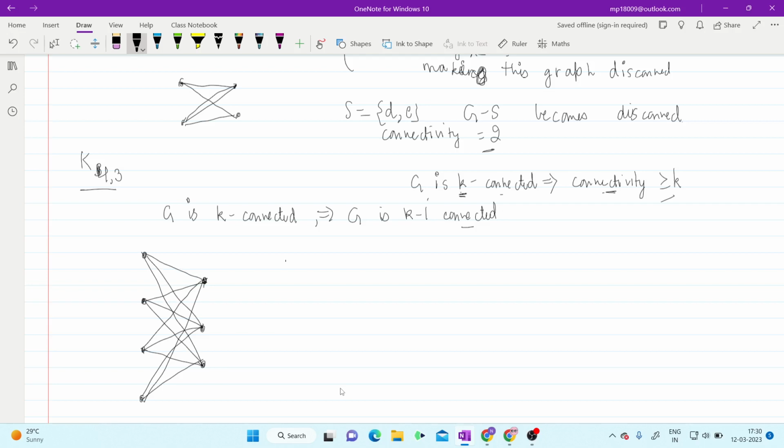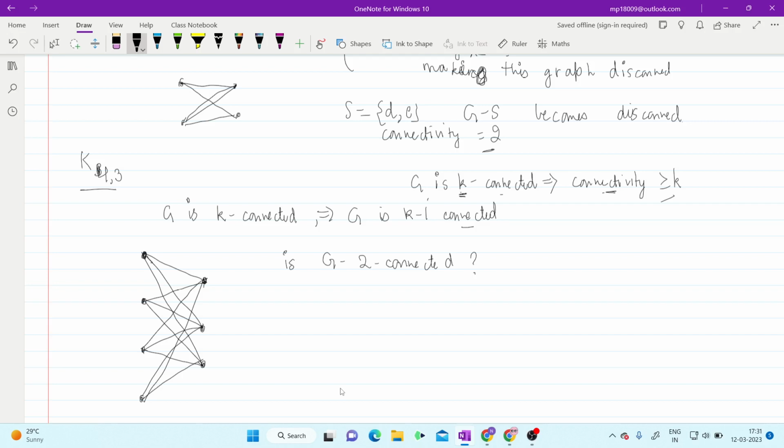So, first of all, is G 2-connected? Is G 2-connected? Yes. G is 2-connected.